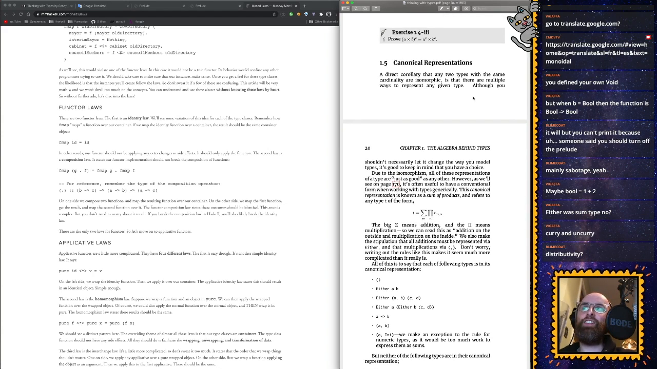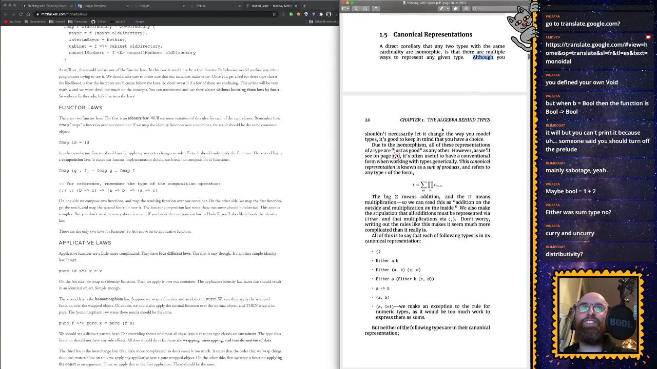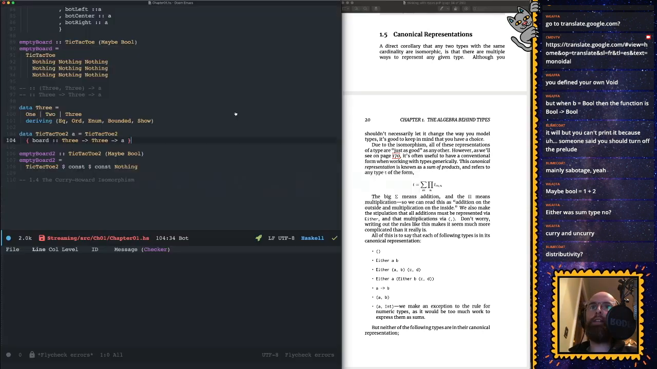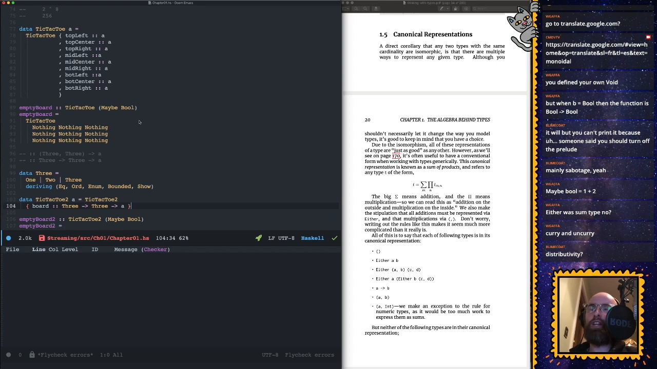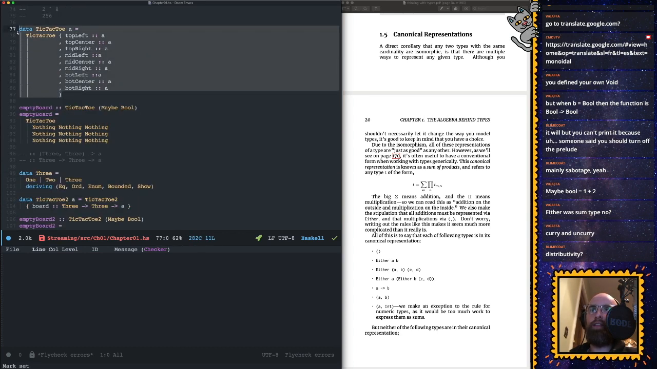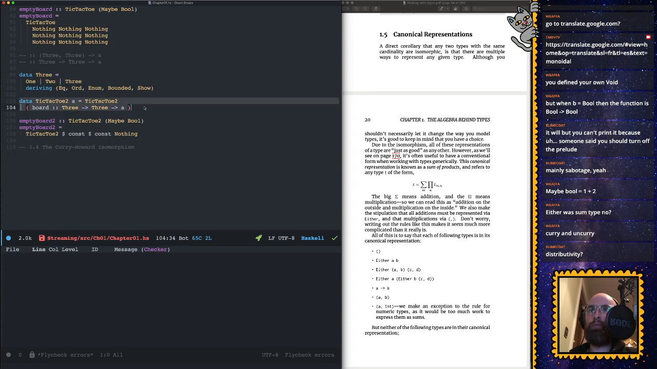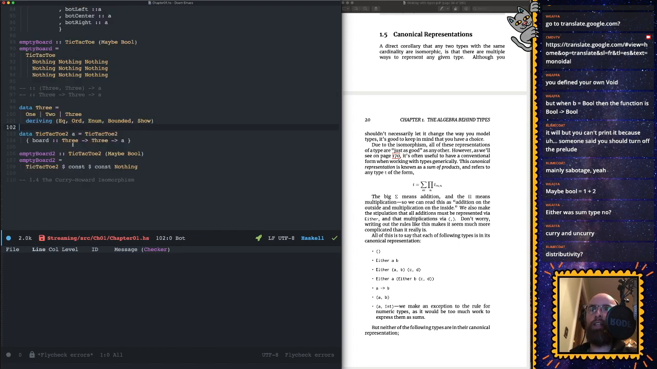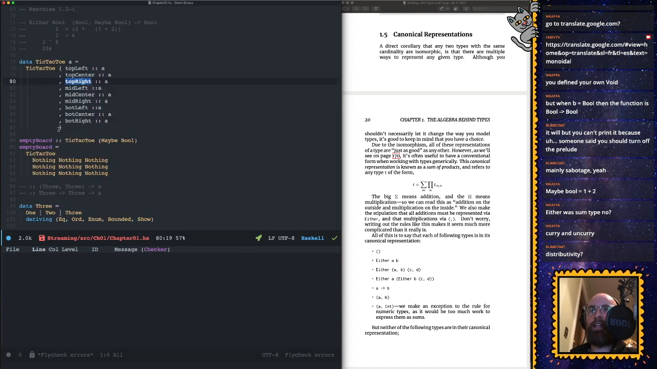Although you shouldn't necessarily let it change the way you model types, it's good to keep in mind that you have a choice. So again, let's go back to the code. It doesn't mean let's go through your code base and change everything. But it does mean you have the power to do cool things like this, where instead of having that, you can minimize it to a board, which is a function of 3 to 3 to a, which is going to represent, because we know that the type 3 can represent 3 values. So the cardinality of those is 3.